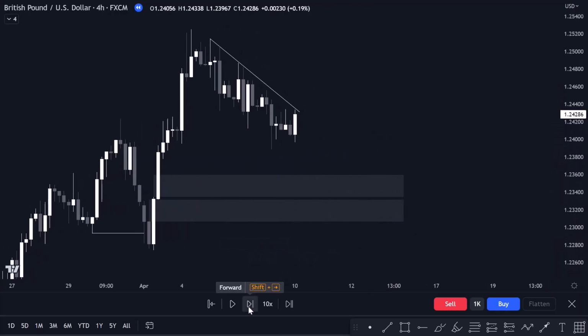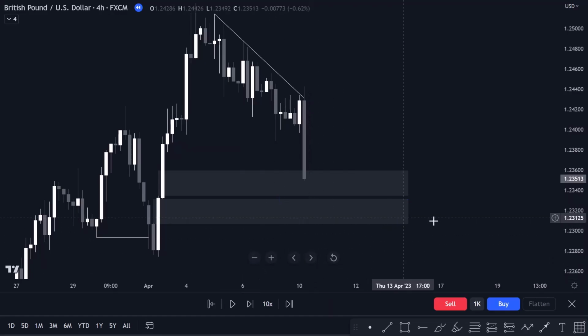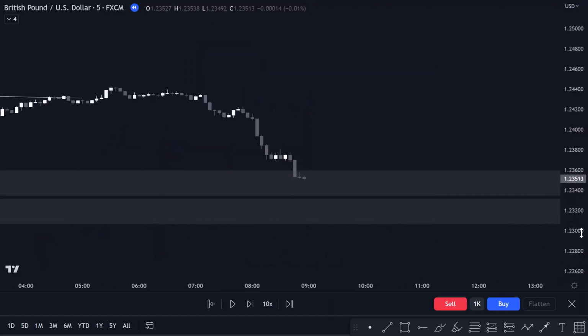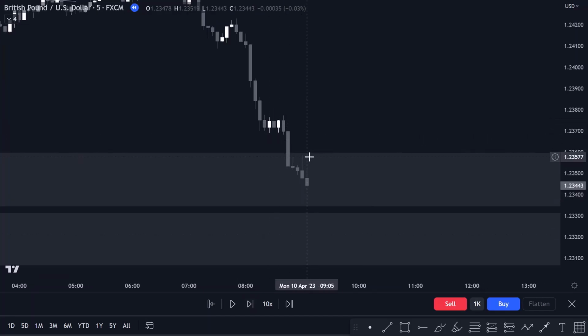So let's see what's gonna happen. Price comes down, comes to the first POI, and then let me go to the 5 minutes, for example, just to see if there was a setup. So this is a valid change of character, as this high was broken, the last previous high was broken, and then the low was broken. So this is a valid change of character.